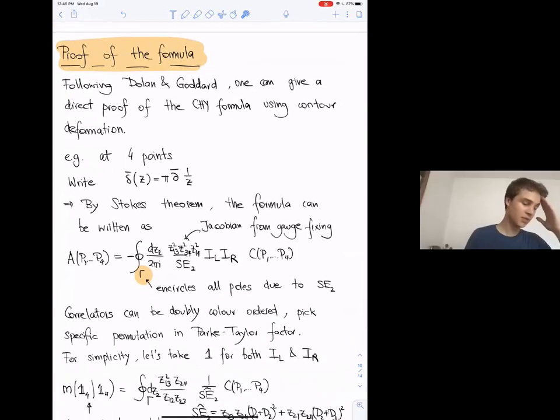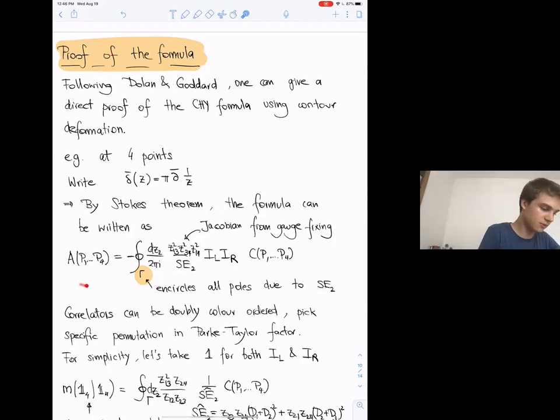Right. Okay, so as I said, let's just evaluate the CHY formula using contour deformation. Let me just focus on 4 points, although you can do that at any number of points. The idea is to write this delta function as an antiholomorphic derivative of 1 over z. By doing that, you basically transform the two-dimensional integral over the moduli space into just a contour integral. So we just need to evaluate these holomorphic contour integrals.